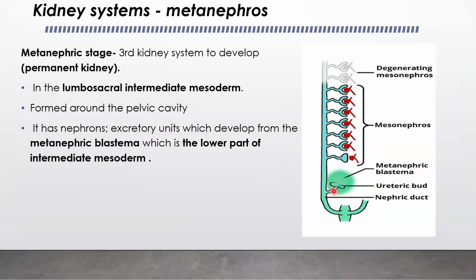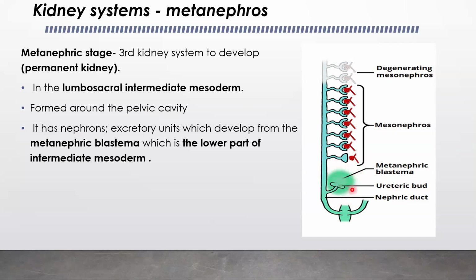So you can see this mesenchymal connective tissue will give us the excretory unit. So that is the metanephric blastema. And then the ureteric bud will give us now the collecting system. So the ureteric bud is epithelial in nature, and the metanephric blastema is mesenchymal in nature. So we'll appreciate here we'll have mesenchymal epithelial interactions.